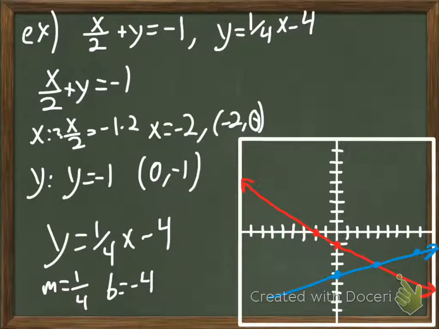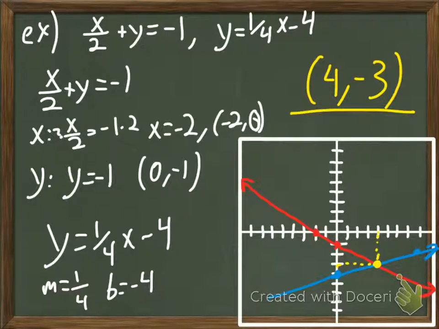And it looks like our point where they intersect is right here. And if we look, that point is 1, 2, 3, 4, and 1, 2, -3. So our answer to this linear system is 4, -3. It's that point where they both intersect.